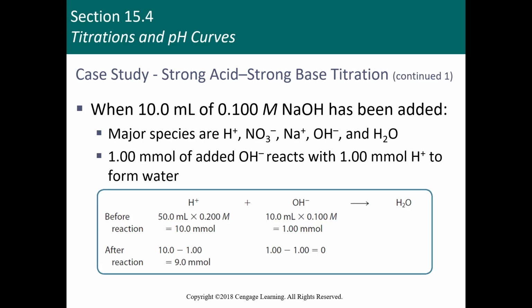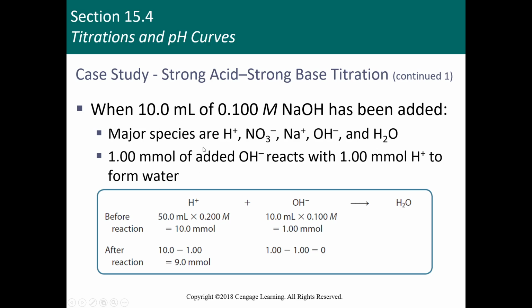When you've added 10 milliliters of the 0.1 molarity NaOH, that NaOH is going to react with the H plus. The OH minus that is given off, because it's a strong base, is going to react with the H plus to give you water. Your major species are again your H plus, your NO3 minus, your sodium, and your OH minus. The sodium and nitrate have negligible acidity or basicity. They actually form sodium nitrate salt, which stays dissolved in solution. And of course, your water is what everything goes through, right? It's making water, going through water for all these reactions.